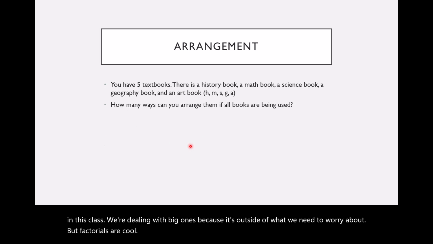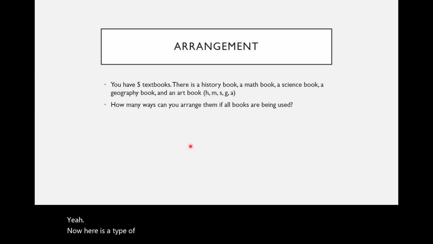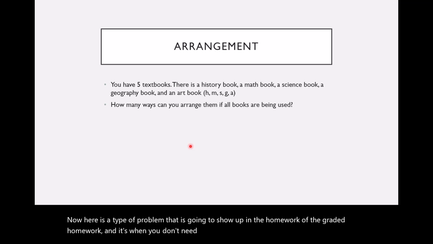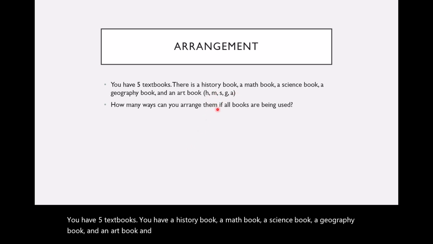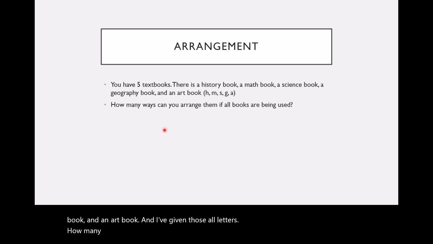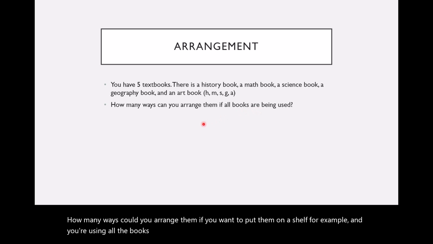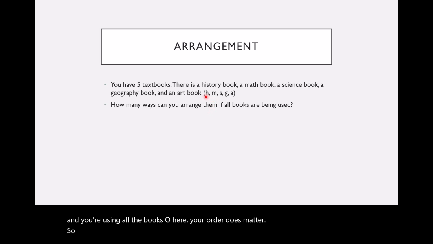So yeah. Now, here is a type of problem that is going to show up in the graded homework, and it's when you don't need factorials or calculators to solve. You have 5 textbooks. You have a history book, a math book, a science book, a geography book, and an art book, and I've given those all letters. How many ways could you arrange them if you want to put them on a shelf, for example, and you're using all the books? So here, your order does matter. So having the history book first is a different order than having the math book first. So in this case, order does matter.